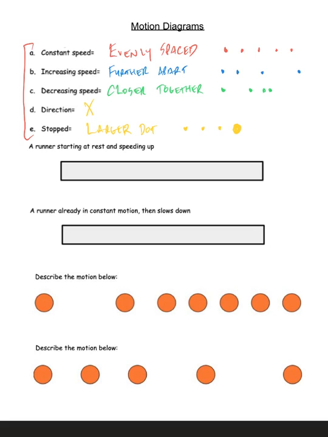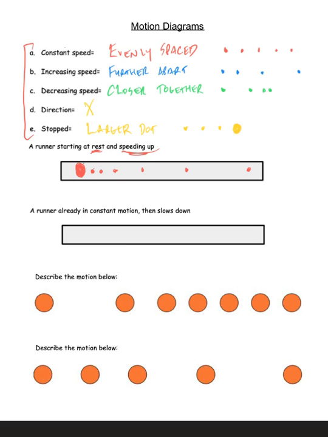So this first example says a runner starting at rest and then speeds up or increases their speed. So first, let's make sure we represent the runner starting at rest, and we're going to do that by drawing a larger dot. And then he starts or she starts speeding up. And so I'm going to start by putting the dots close together and then gradually moving them further and further apart. That would show that that runner is speeding up, making these dots space further apart. So that's the first example. Let's go ahead and move to the second example.